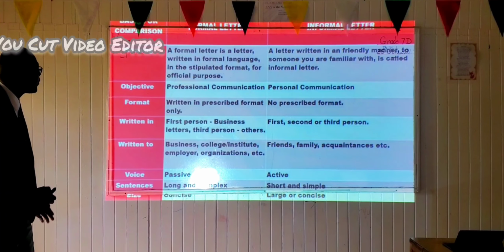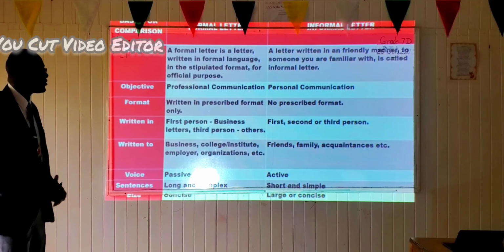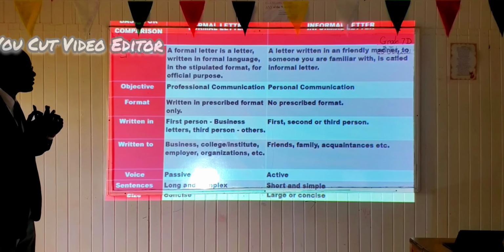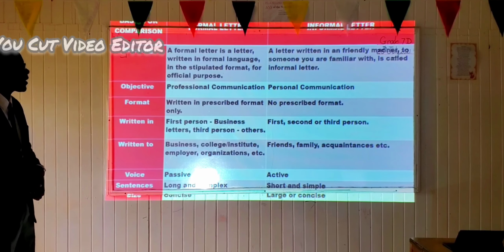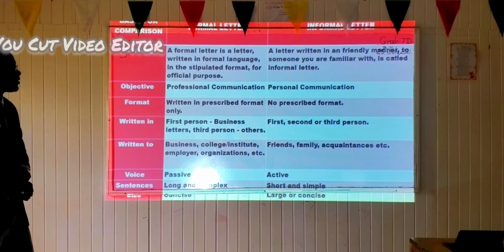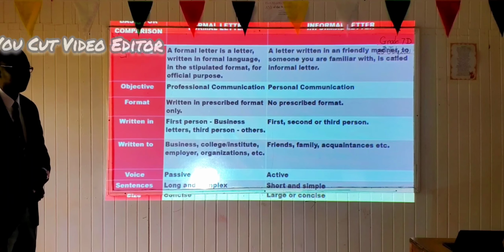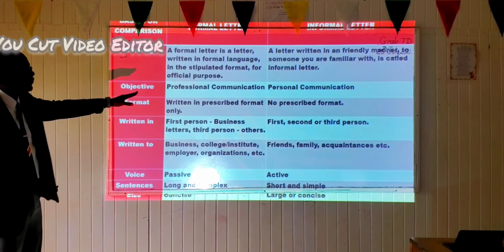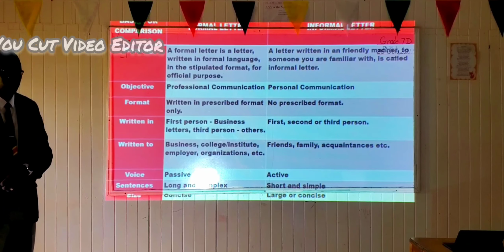And so when we look at a formal letter, this is a letter that is written in formal language in the stipulated format, and it's for official purposes. An informal letter is a letter written in a friendly manner to someone you are familiar with. The formal letter is usually used for professional communication, and the informal letter is used mostly for students.